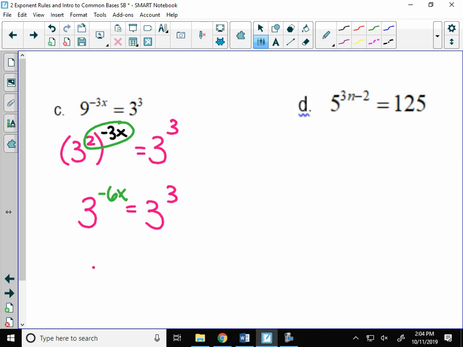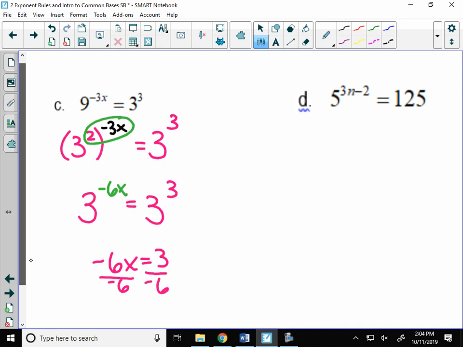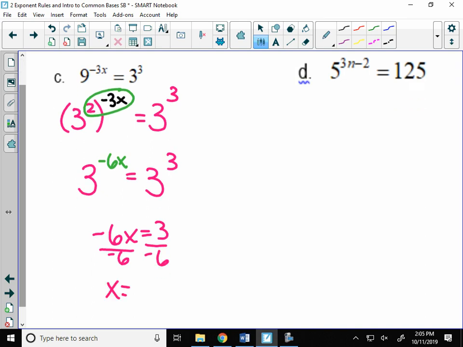Because I have the same base now, I take negative 6x equal to 3, divide by negative 6, and my answer is negative 1/2.